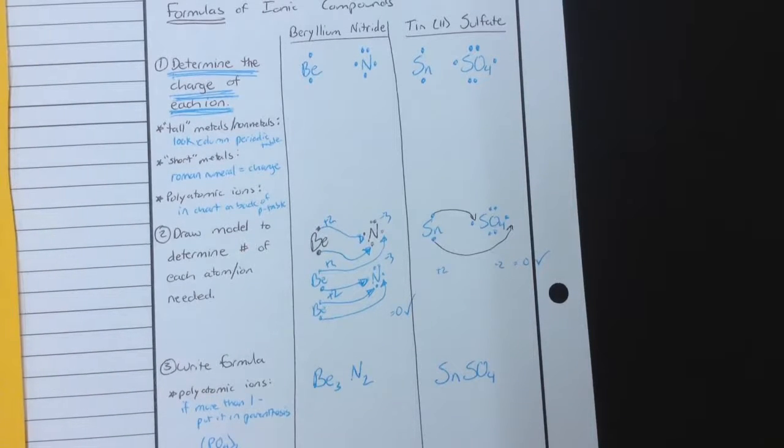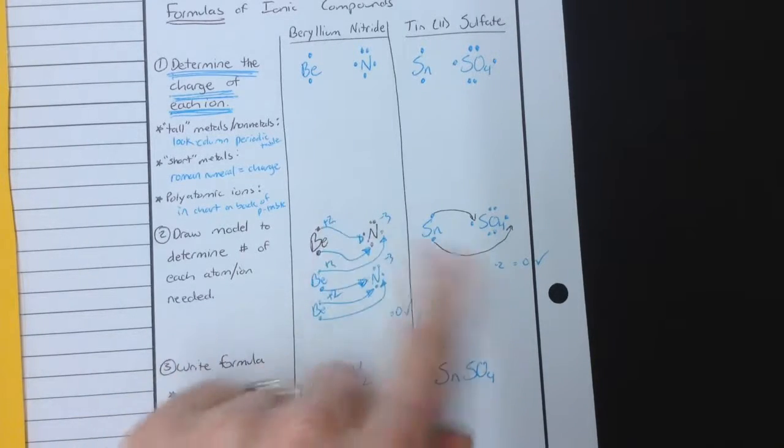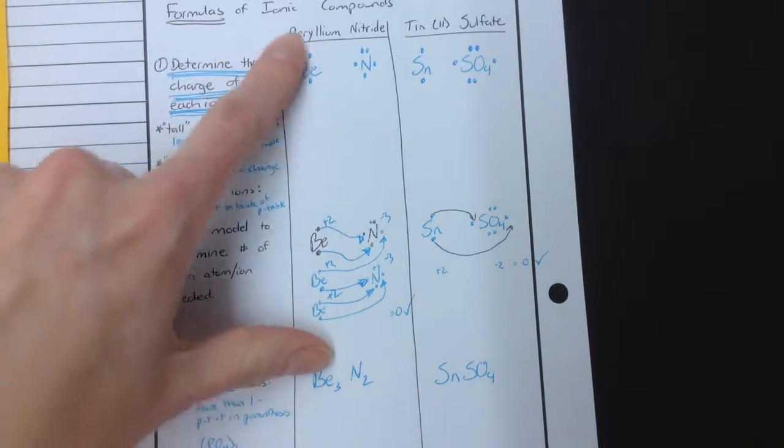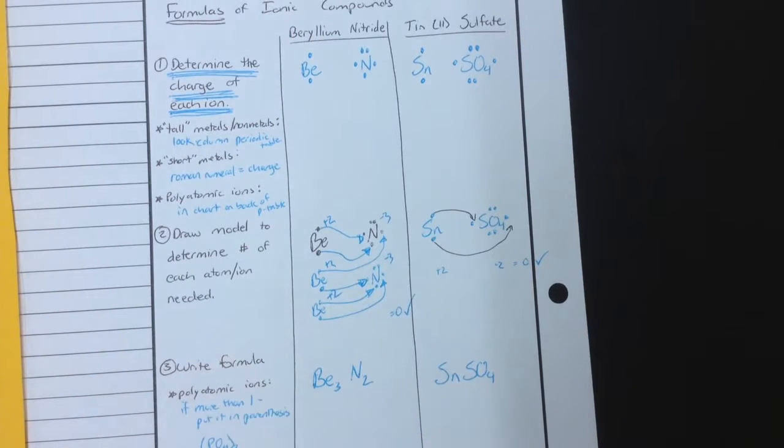Writing the formula for ionic compounds requires a little bit more work because you have to figure out how many of each there are. This is an absolutely necessary step. Okay, the name doesn't tell you anything about how many there are, so you have to figure that out to be able to write the formula correctly.